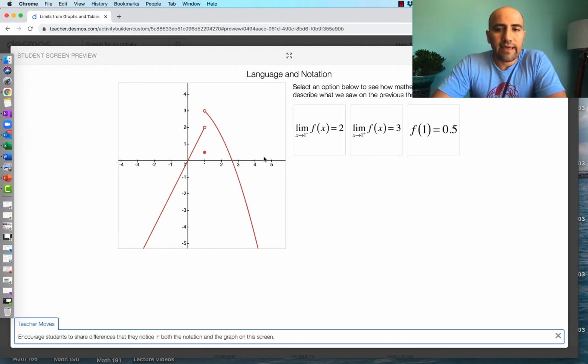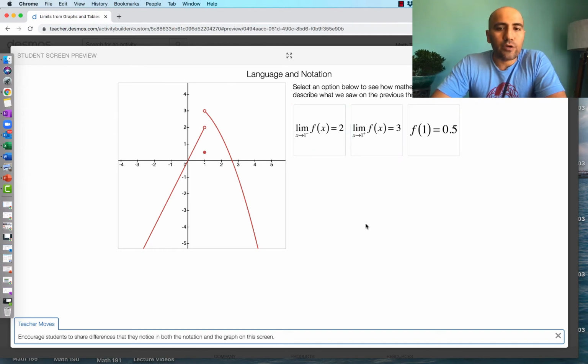So we'd say that the limit as x approaches 1 from the left-hand side of this function equals 2, proof by picture, and the limit as x approaches 1 from the right-hand side is equal to 3, again, proof by picture. And notice that at the actual number 1, the output of that value is 1/2. It has nothing to do with the actual limits.